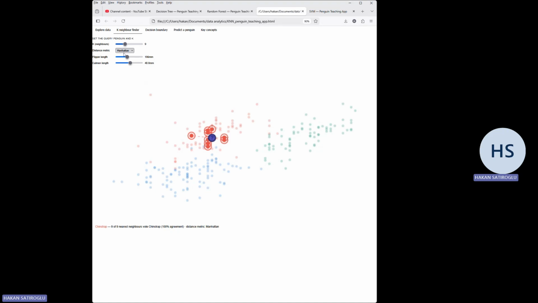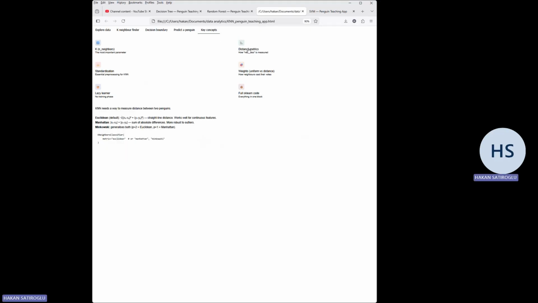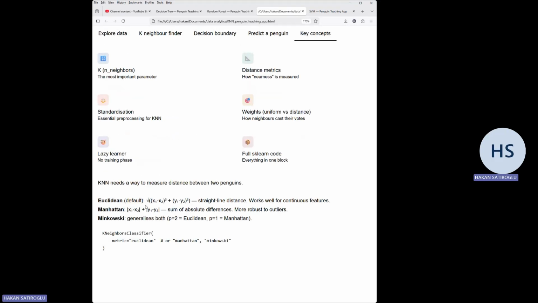So yes, I may need to give this information as well: distance metrics, meaning how we calculate that distance. Okay, let me find distance metrics. I'm not sure, that one is too small. The distance calculation between two points, if you have good mathematical knowledge, you should know this one.